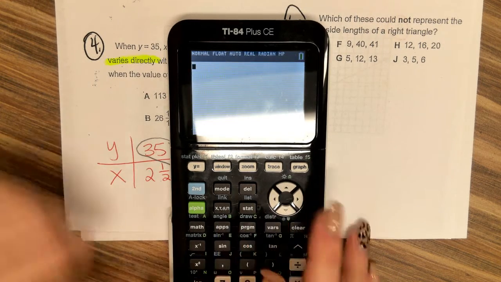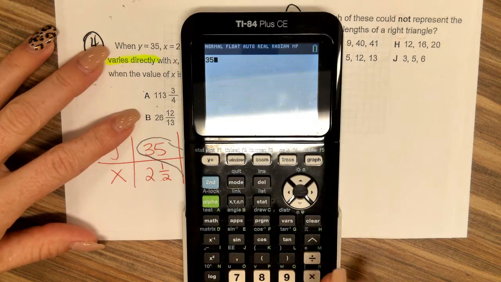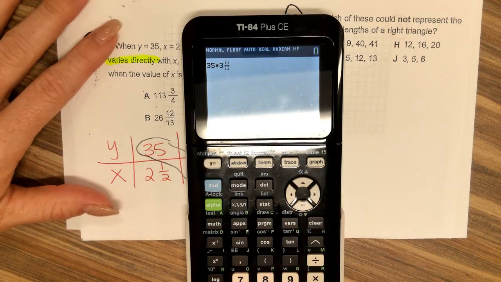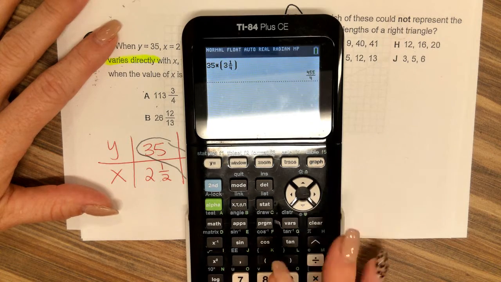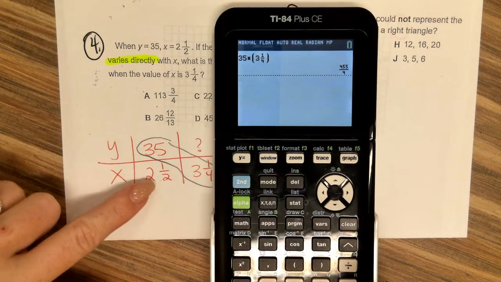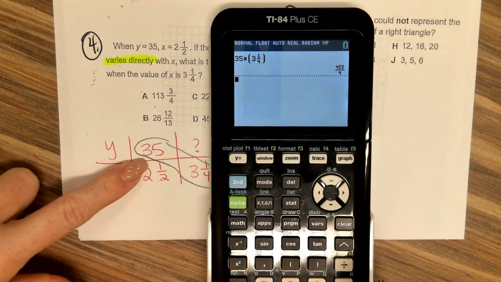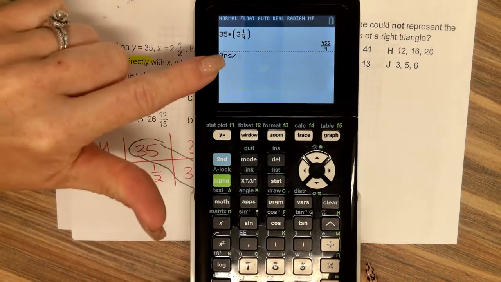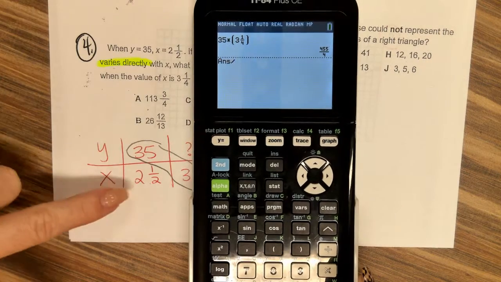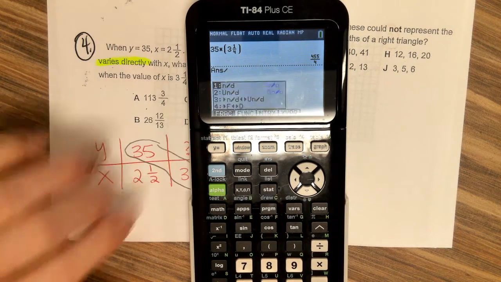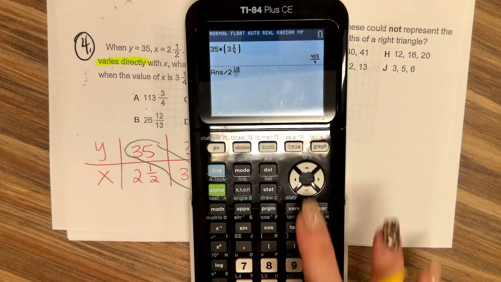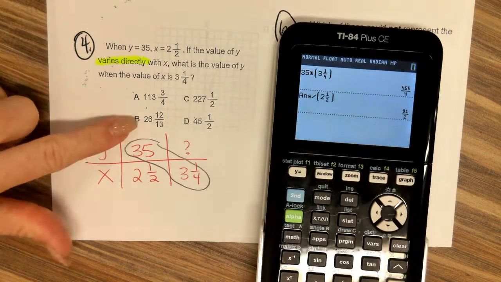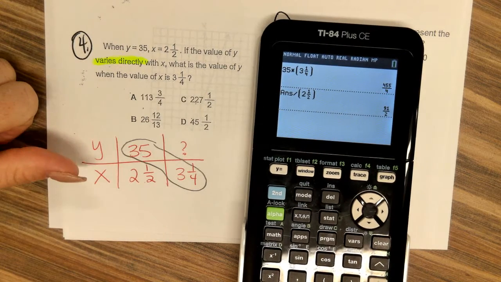Hit enter. So I'm doing 35 times alpha y equals, option 2, 3 and 1/4. Okay? Then I'm going to divide by this number. Now, you don't have to re-put that in. You can simply hit the division sign, and it says take my answer and divide by 2.5. 2 and 1/2. And that's my answer. 91/2. But do any of those answers look like that?